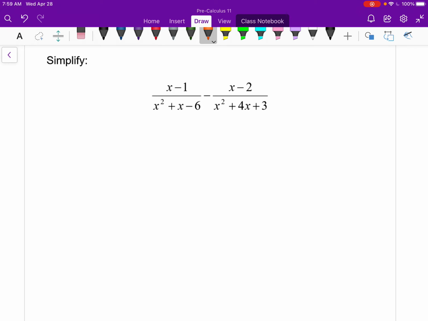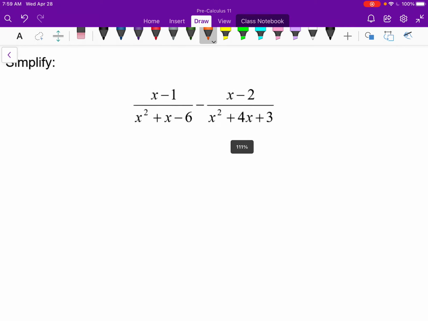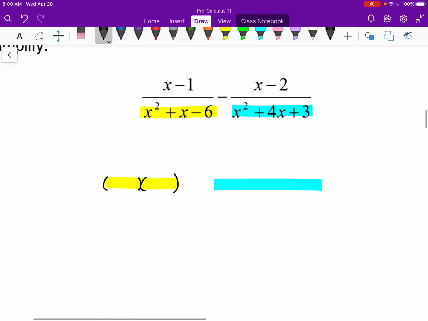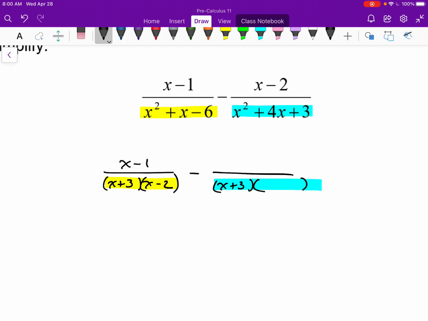All right. So, same idea here. I don't have the same denominators. Let's see if I can find my common denominators. So I'll factor each of my denominators. The good thing is they're pretty pleasant trinomials. I can do them quite quickly. The expression on the left should factor to x plus 3, x minus 2. And the expression on the right, the denominator should factor to x plus 3 and x plus 1, with x minus 2 in the numerator.